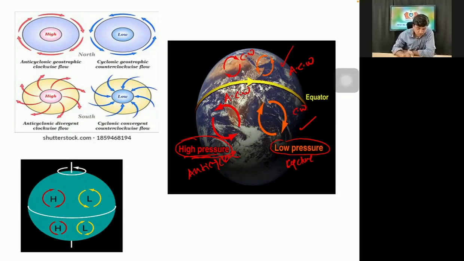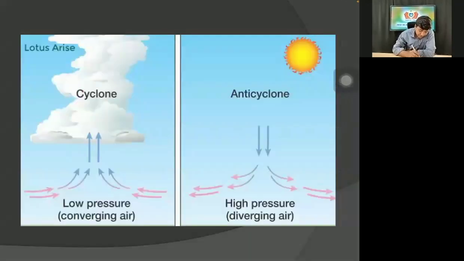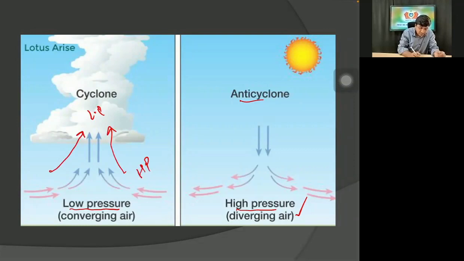Okay, so this is about the origin of the cyclone. Here cyclones will originate at low pressure areas, and anticyclones will originate at high pressure areas. From high pressure areas the wind will diverge, and at low pressure areas the wind will converge from high pressure areas. So these are very, very important.